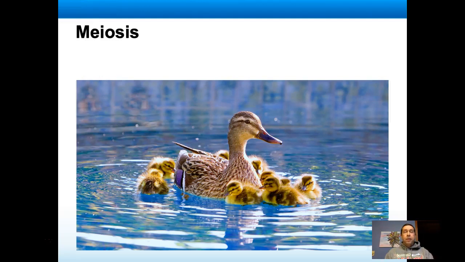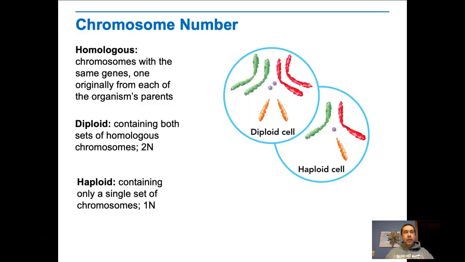And in this video, we're going to focus on a different kind of cell division called meiosis. Meiosis has one purpose, unlike mitosis, and that purpose is to make sperm and egg cells for sexual reproduction. So we need to define a couple of terms here.